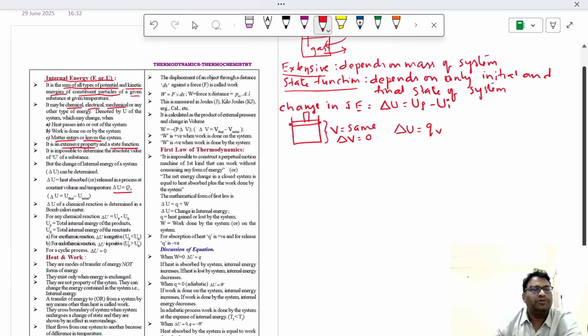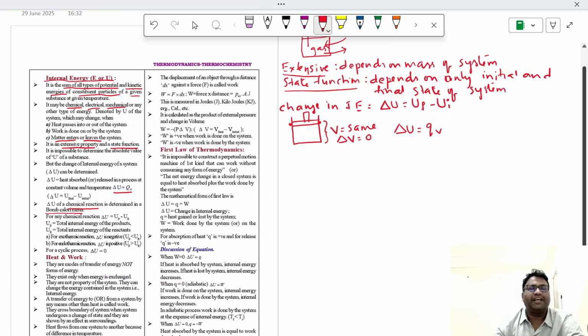Coming to internal energy of a chemical reaction, it is determined in a bomb calorimeter. There is an instrument called a bomb calorimeter. In that bomb calorimeter, we will be able to calculate delta U, the change in internal energy. You will learn this in the next part of the session, in the next video.